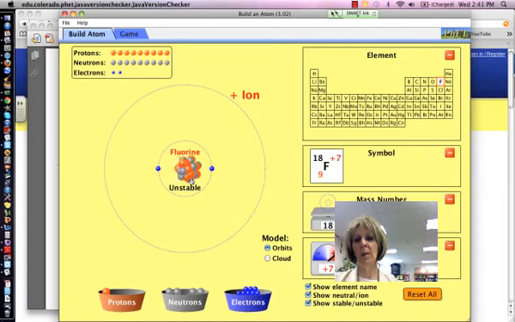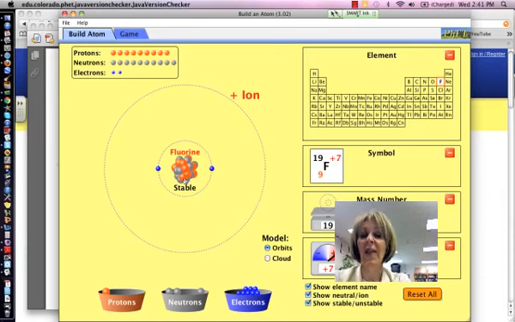Here is an isotope of fluorine that weighs 18 AMUs. Here is an isotope of fluorine that weighs 19 AMUs, and that particular isotope is stable. The other isotopes would be radioactive because they're unstable. So here is my fluorine atom.